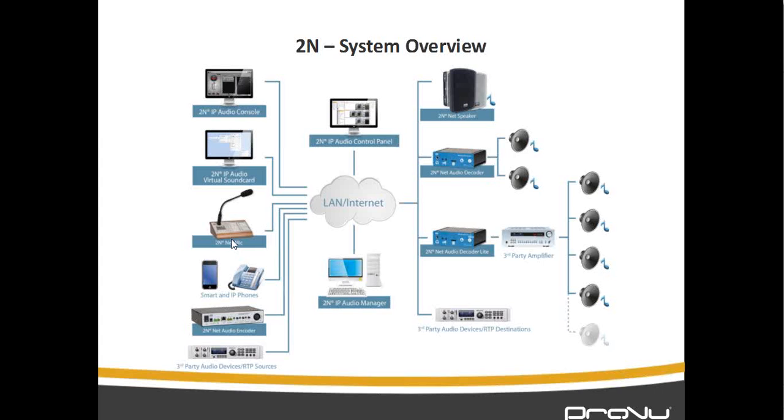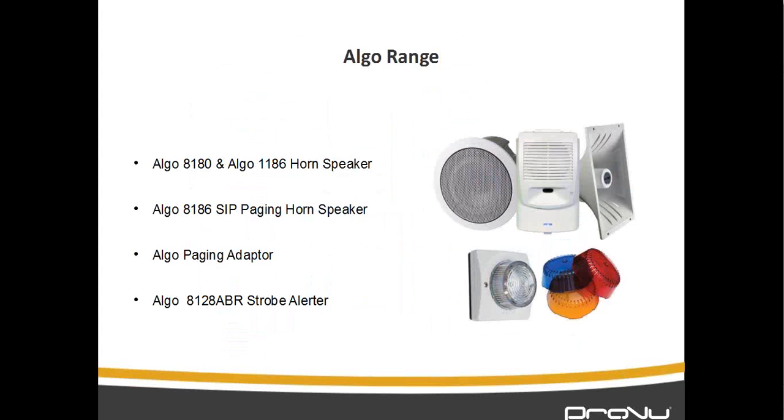Then the other piece, you can see there's a net microphone, which has a built-in speaker as well, so it could be a receiver, but it is mainly used for sending a message out. So it's a sender or a master sender. Then we have obviously IP phones or smartphones or other bits and pieces, and then we do have an audio encoder. I've not discussed the audio encoder because it is more of a music streaming system, so we'll cover that later on. So that's about it really from the 2N range.